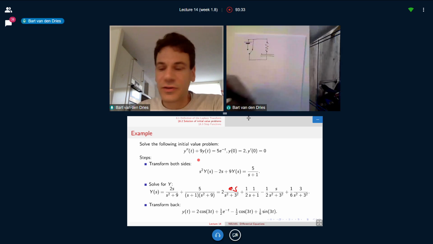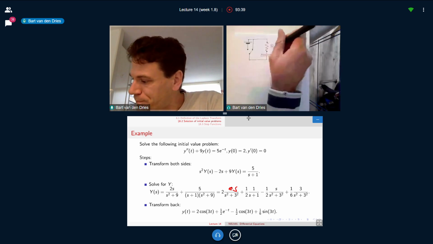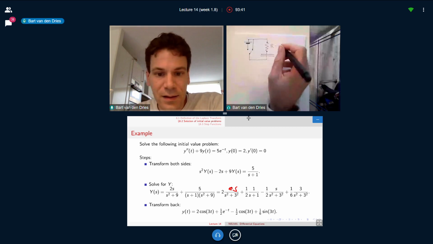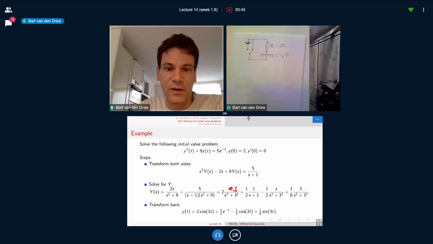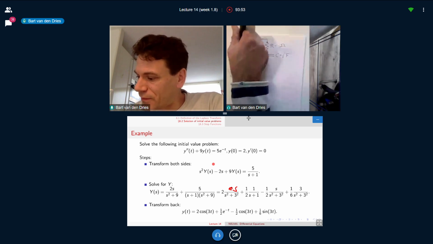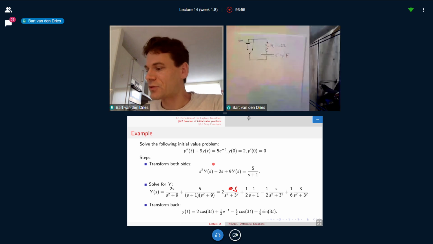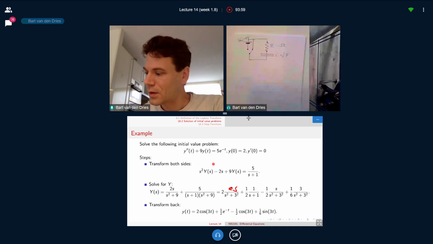Well, let's say that the resistance of the resistor is 1, and the capacity is 1/2 farad. That's very large, but I like nice numbers. And let's say that this is just an external power source. Let's say it's 5 volt.